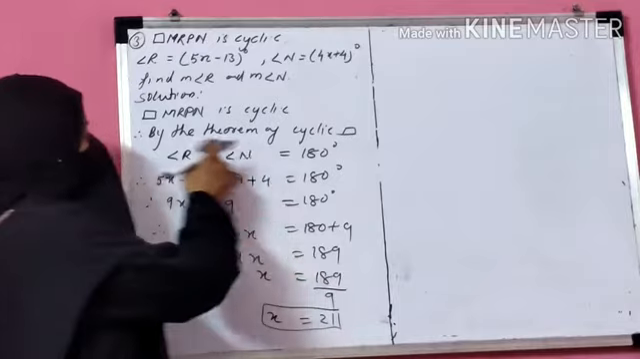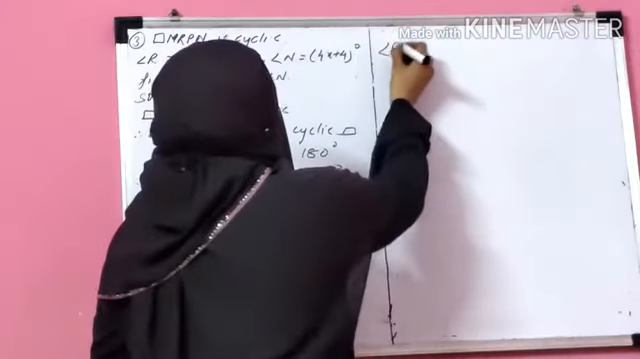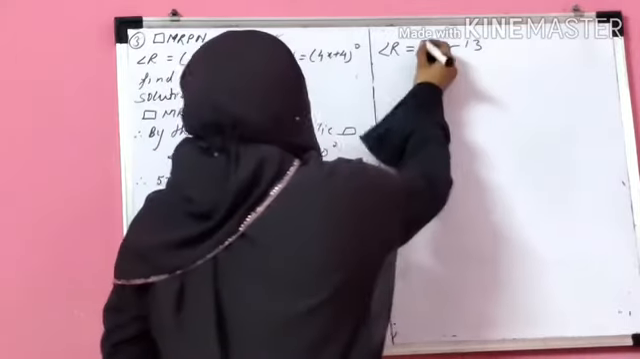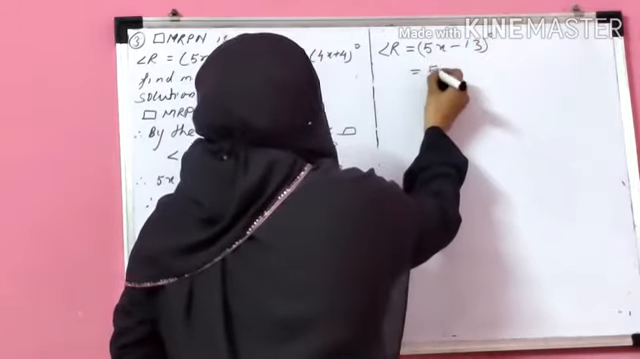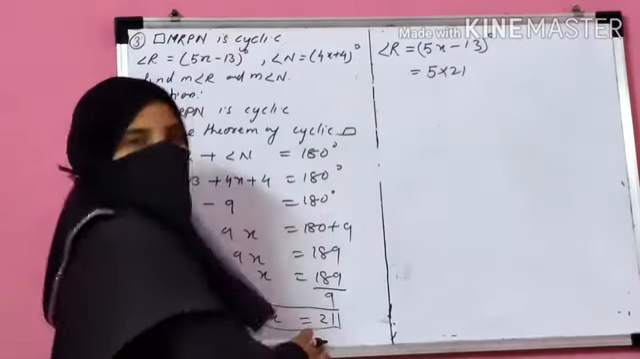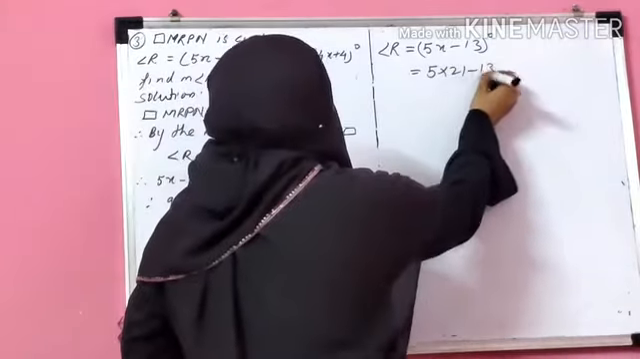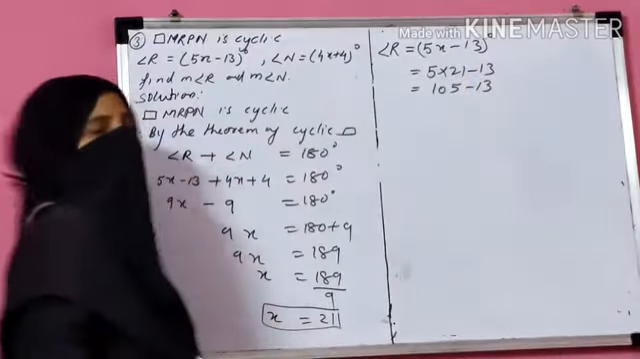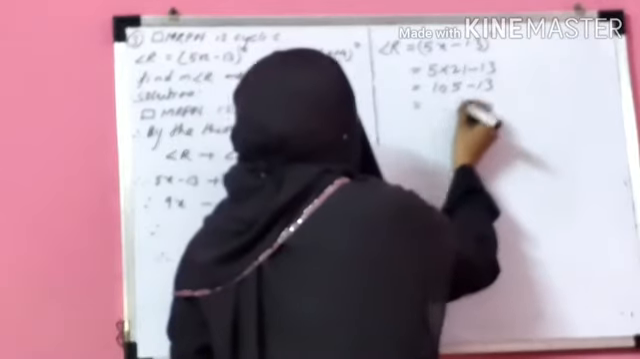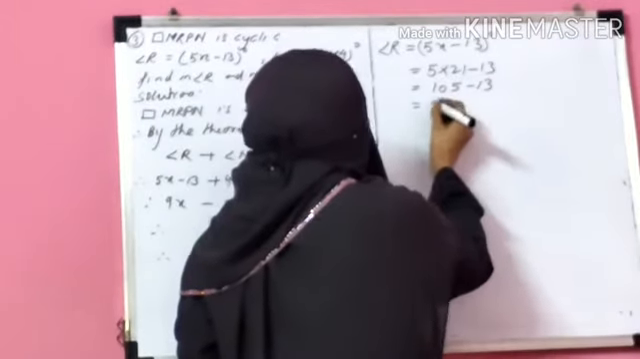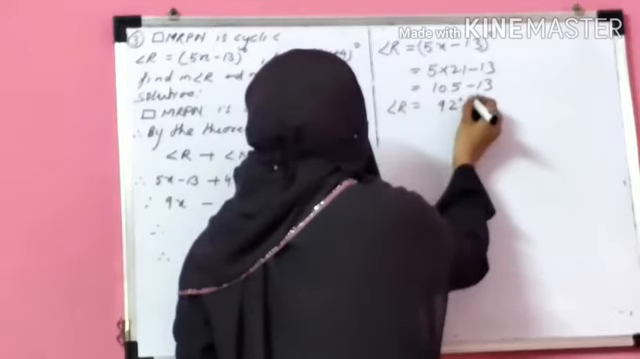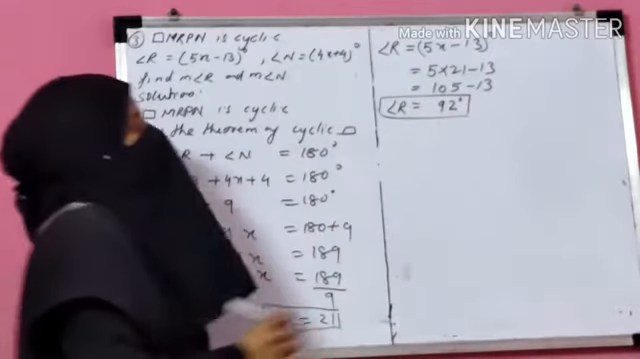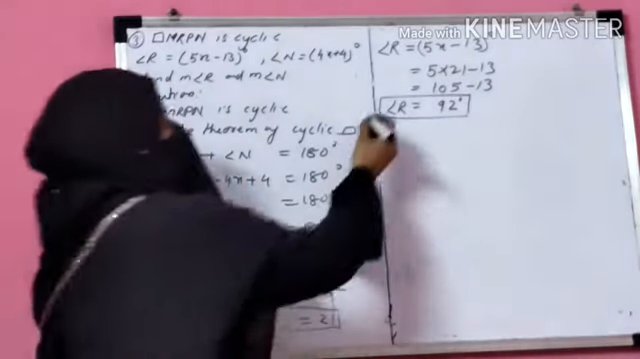Now find the value of angle R and angle N. Angle R is equal to 5x minus 13 degrees. So that means 5 multiplied by 21, the value of x is 21, minus 13. So 5 1s are 5, 5 2s are 10. 105 minus 13, how much? 5 minus 3 is 2, 10 minus 1 is 9. So 92 degrees. Angle R is equal to 92 degrees. So here we get the value of angle R is 92 degrees.